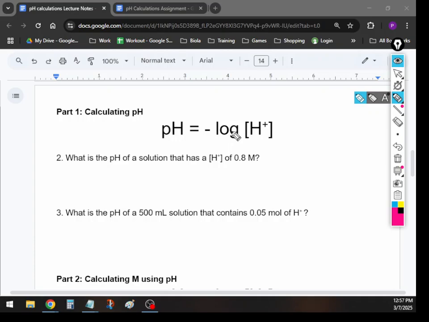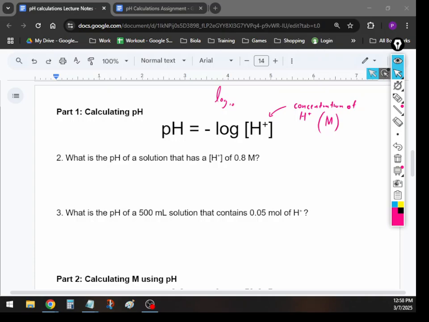It's negative, and then log. And if you remember, if you have log 10 on your calculator, that's the same thing. So pH is negative log, and this right here, just in the brackets, means concentration of H+. And concentration, if you remember, is molarity. So we're going back to molarity now. I know, traumatizing, isn't it? So pH is the negative log of the molarity of H+.